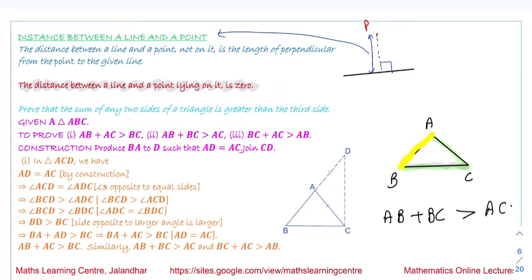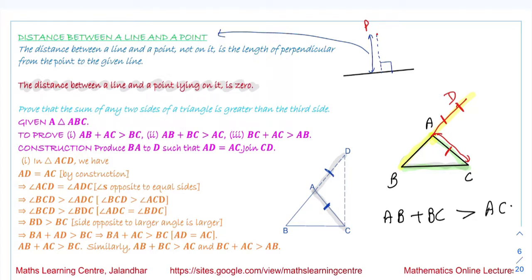This is our line BA, and we are extending this line BA and marking a point on this extended line such that the length is equal to AC. We are saying this is the point D. We have marked this point such that these two lengths are equal. The length of AC and AD are equal.